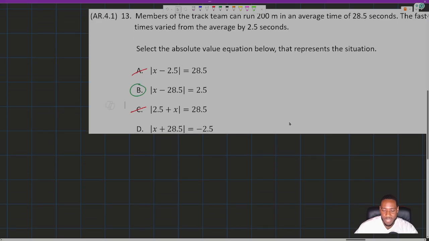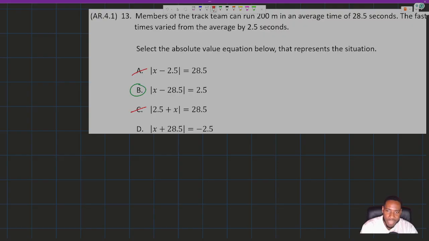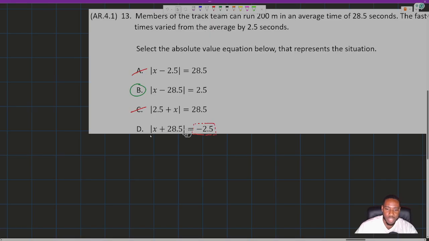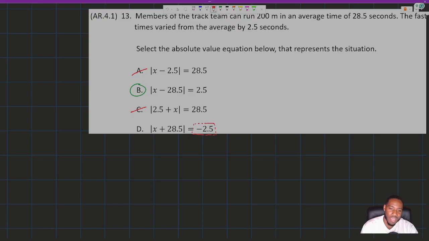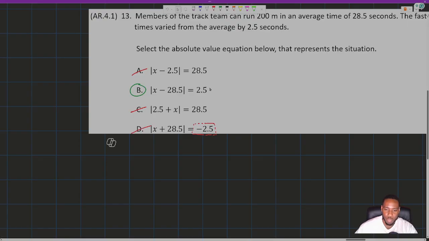Because the definition, as we said it before, for absolute value is how far a number is away from 0 on the number line. And because of that definition being the way it is, negative numbers do not make sense as solutions to absolute values, right? We wouldn't say something is negative 2.5 spaces away from 0 on the number line. We would say it's 2.5 to the left or 2.5 to the right. So D doesn't work as an answer choice because its equation would have no possible solution. There's no number you can plug in for X that would make this equation say something true. So the answer must be B.